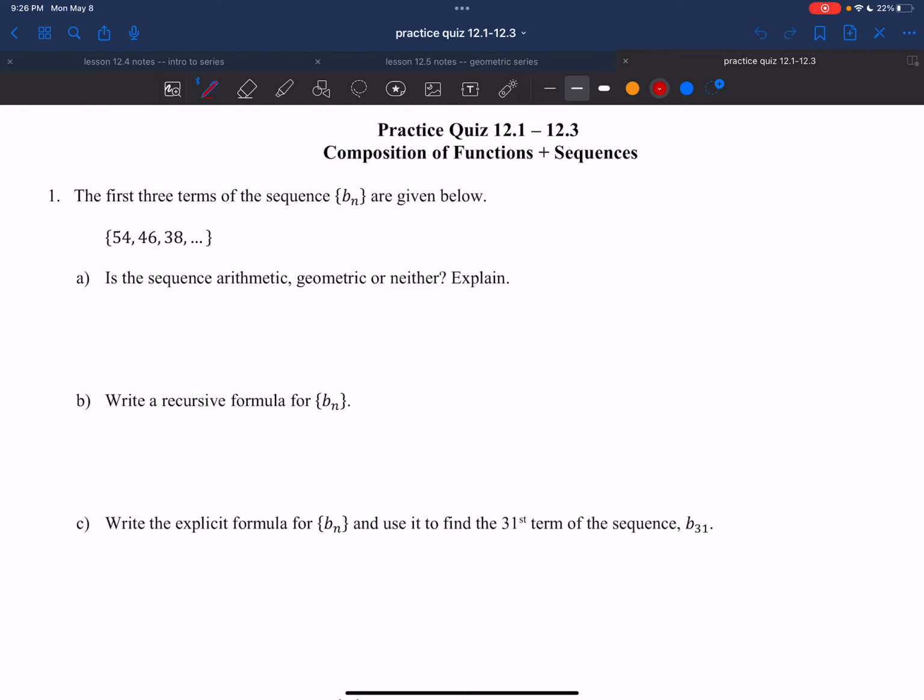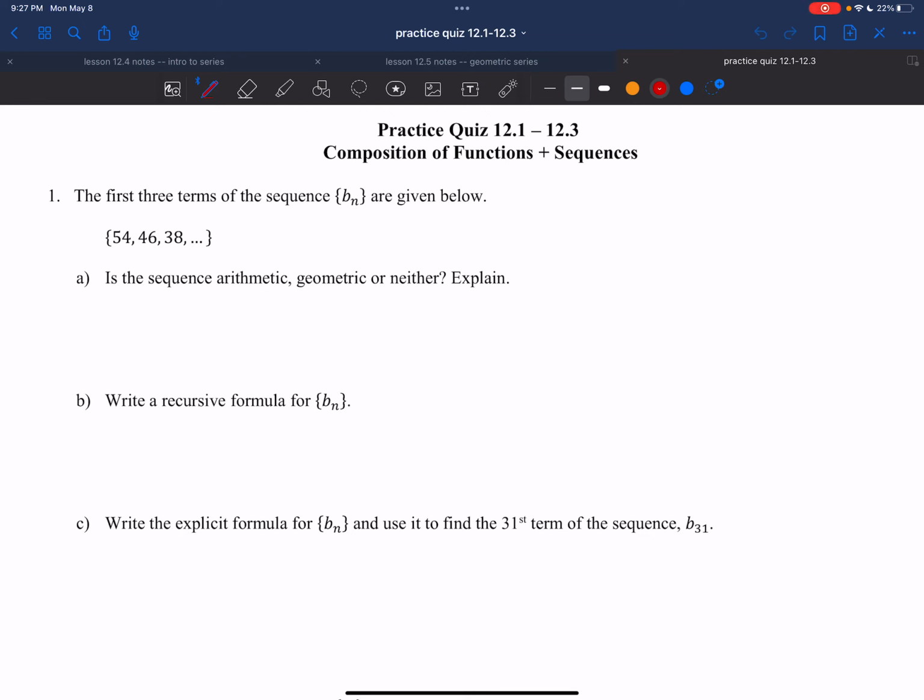Okie doke, let's blast through this practice quiz since everybody is asking about it. Okay, so composition of functions and sequences. That's covering day 1, day 2, day 3 of everything, right? So we're talking about composition of functions, restricting domain for inverse functions, maybe like 1-to-1, right? We'll also talk about sequences, so explicit versus recursive, arithmetic, and geometric, yeah? Okay, so here we go.